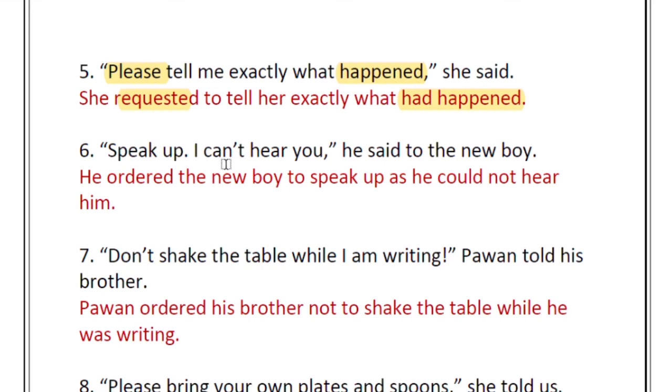6. Speak up, I can't hear you, he said to the new boy. So this is an order. He ordered the new boy. Which one is the main verb? Speak. So to speak up, as he could not hear him. So cannot will change to could not. You will change to he's speaking to the new boy. He's not speaking to me, isn't it? So to hear, he could not hear him.